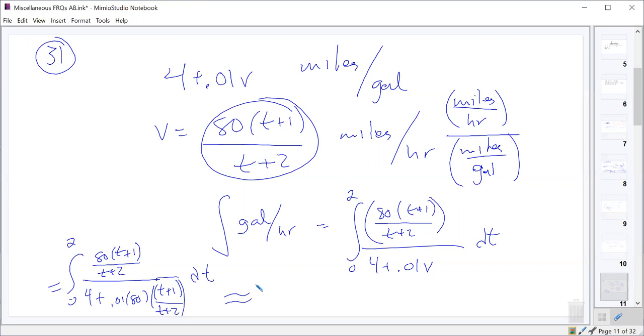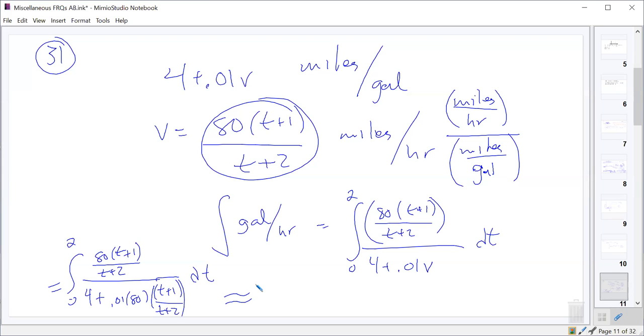Yeah, so why would integrating gallons over hour give you gallons? Because that's a rate, right? Anytime you integrate a rate, gallons per hour, you get the amount of that thing, gallons. Yeah, got it. Thank you. Other questions? Everyone's good?